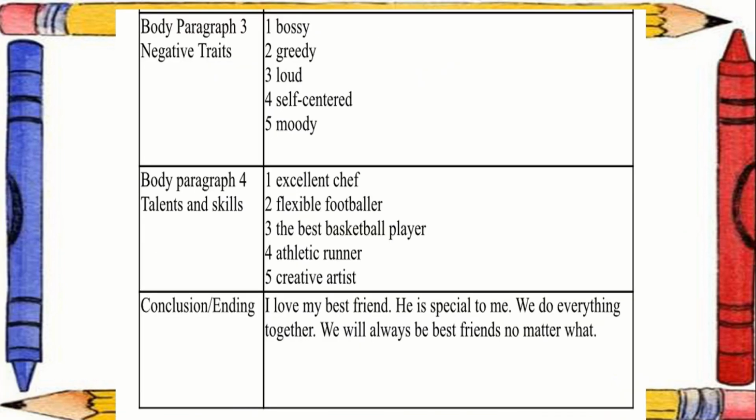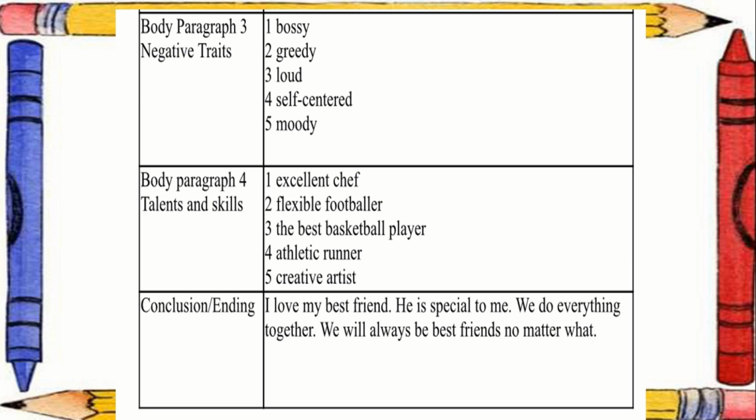So let's move on. Body paragraph 3, negative traits. And sometimes when I say we're going to write about negative traits, people look at me like, why are we writing negative things? But we all have some negative traits about us. We can be bossy, we can be greedy, we can be a bit loud, we can be a bit self-centered, we can be moody. All right, and there are other negative traits, words that can be used to describe negative traits. So again, remember, you write 2 sentences about each of the words you have chosen when you're about to write. Then we move on to body paragraph 4.